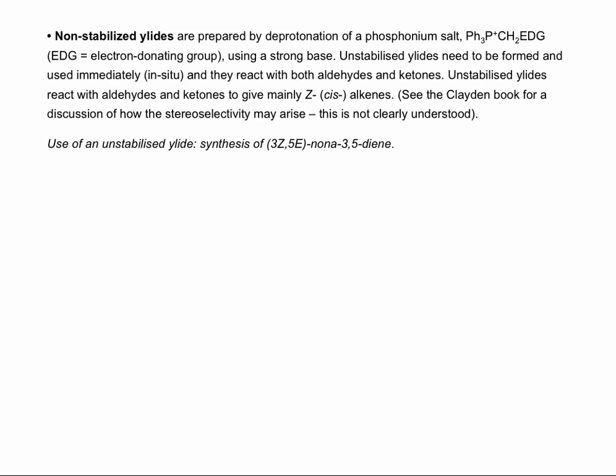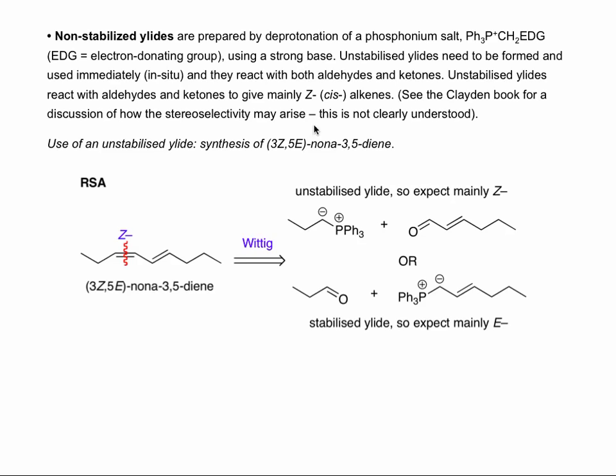So let's now look at an example, the use of an unstabilized ylide to prepare (3Z,5E)-nona-3,5-diene. So here is my target molecule. I'm going to be looking at constructing this Z double bond at the 3 position. Let's disconnect the C=C double bond through our Wittig transformation, and we get two sets of starting materials, either this unstabilized ylide together with this aldehyde, or this aldehyde here together with this stabilized ylide. We can delocalize the negative charge through the carbon-carbon double bond.